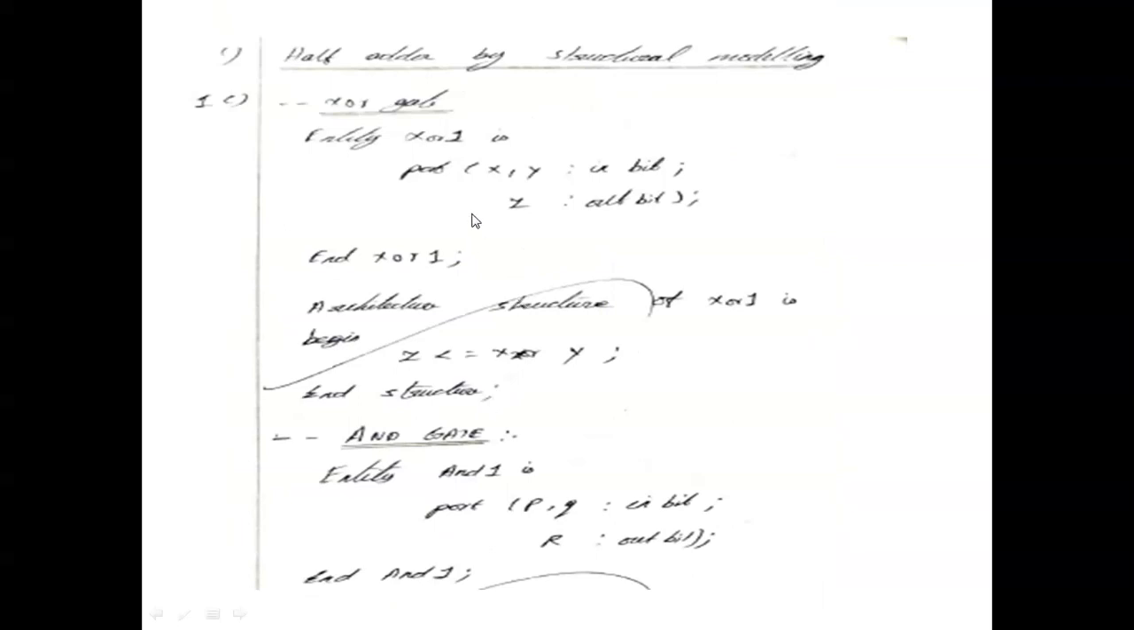Half adder is the entity title. Then component XOR. The first component we are calling is the XOR component, with port X and Y as bit inputs and an output. Then the AND component, with port P and Q as bit inputs and an output. So these are the components we are calling. Whatever inputs and outputs they use, we have to use the same ones for calling the component.